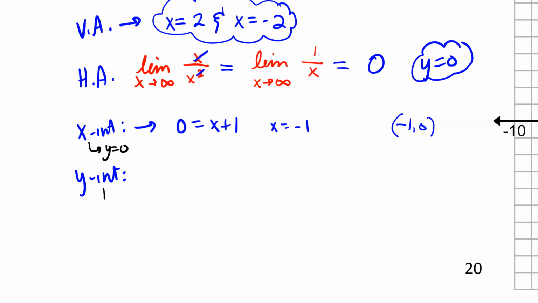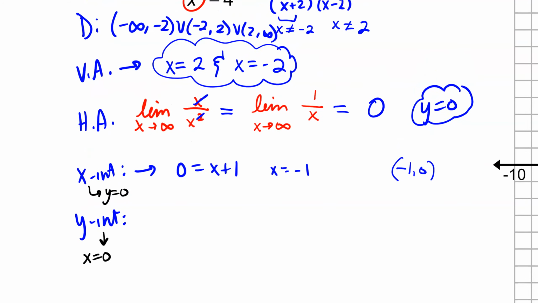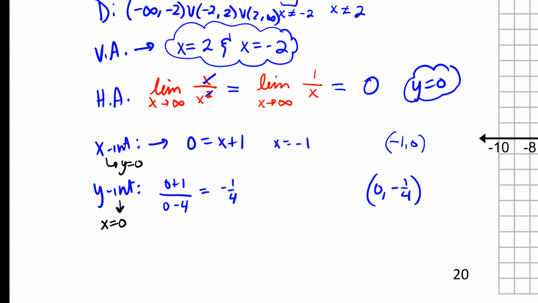Okay, so the y-intercept is when x equals 0. This one's a lot more chill to figure out because all you do is plug in 0 for x. So I have 0 plus 1 over 0 minus 4. So that's just -1/4. So I have all of my information, right? I have my asymptotes, my intercepts. The next step is to just put it all on the graph together.